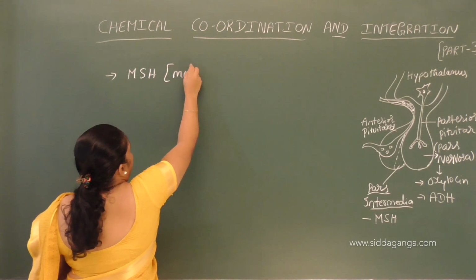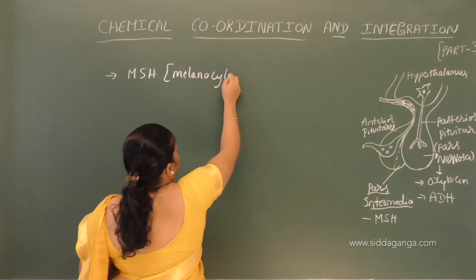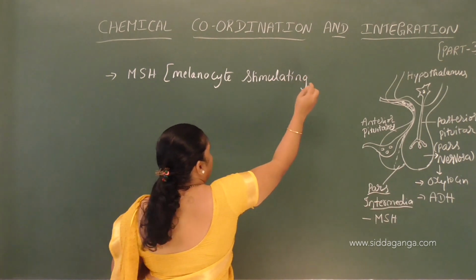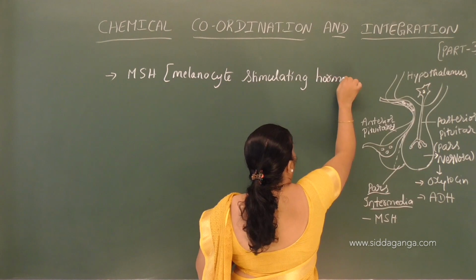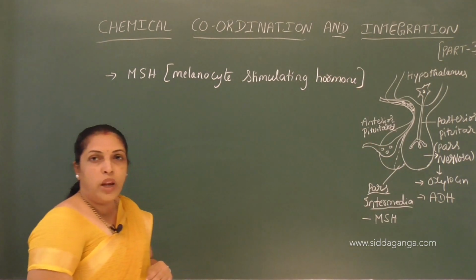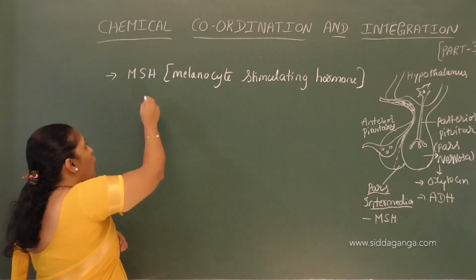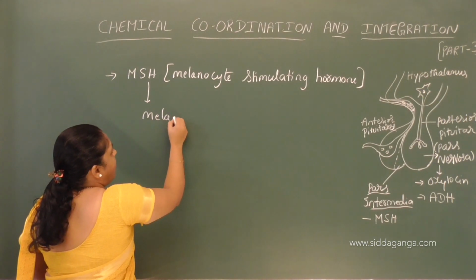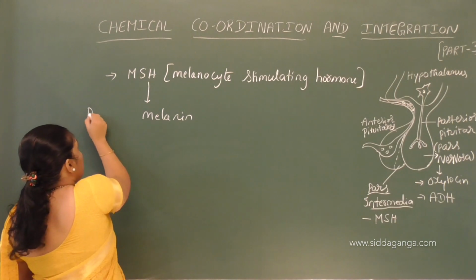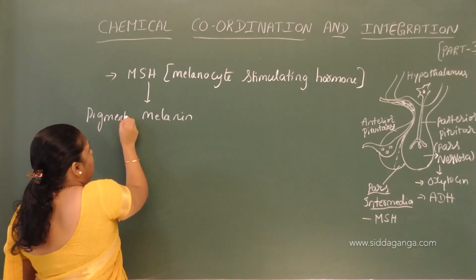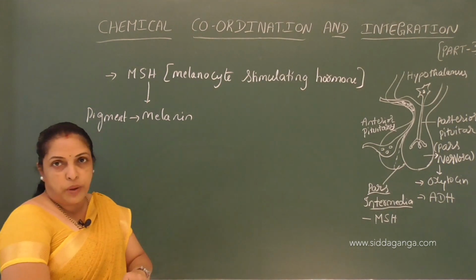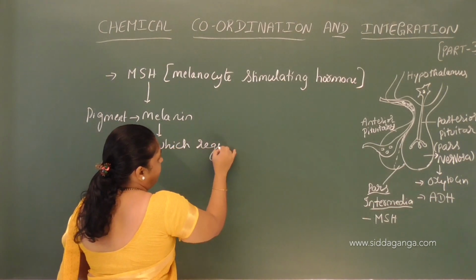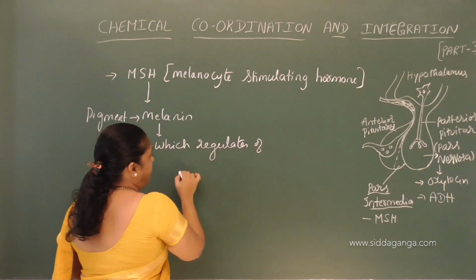From the pars intermedia, or middle lobe of the pituitary gland, it secretes a hormone called MSH, that is melanocyte stimulating hormone. This hormone synthesizes a pigment called melanin, which regulates the pigmentation of skin.